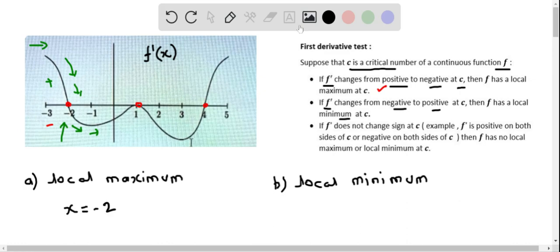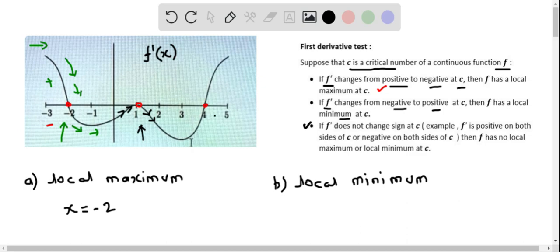Now let's look at the point x equal to 1. Around this point, it does not change its sign. As we can clearly see, it is negative coming from the left, and after x equal to 1, it is still negative. In both sides, it is still negative, so according to the first derivative test, there is no local maximum or local minimum around this point x equal to 1.